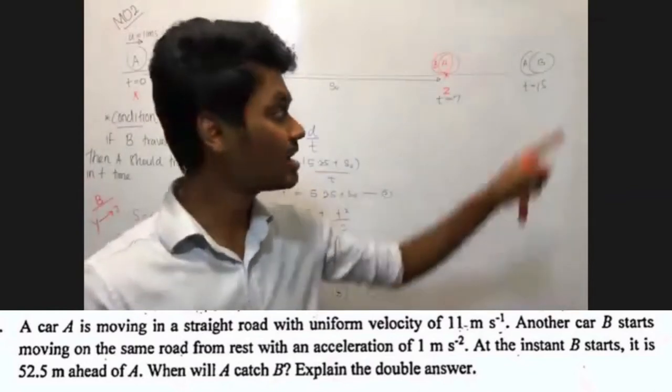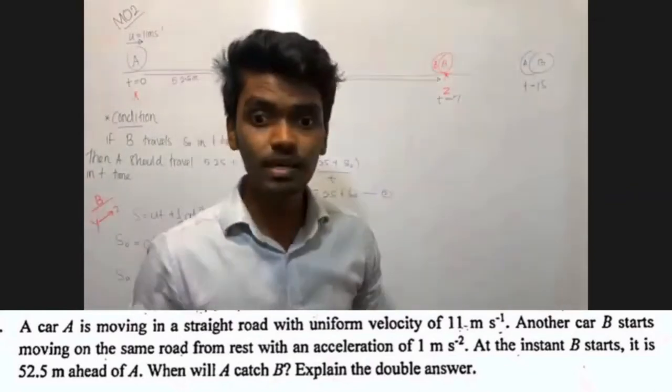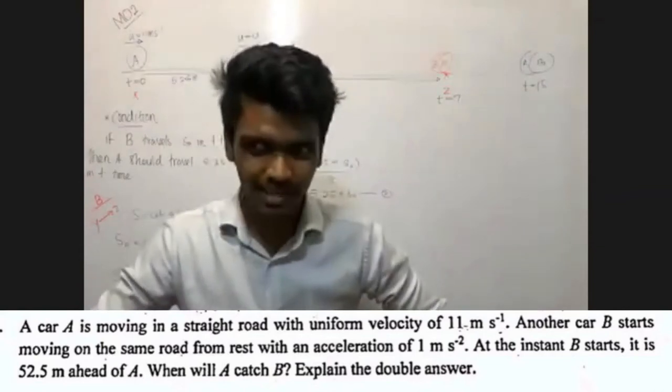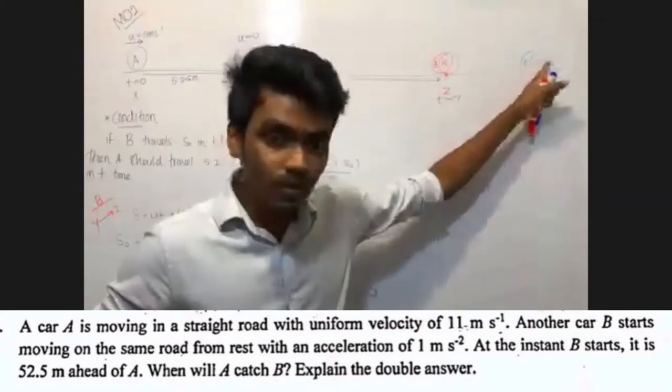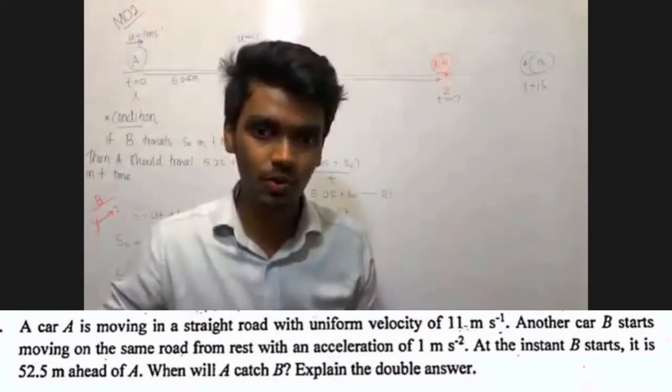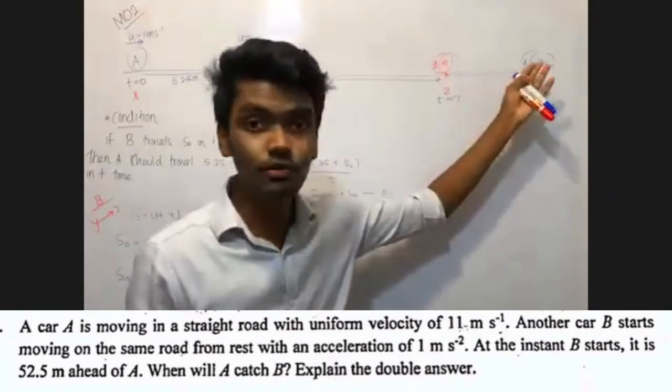Can A once again overtake B? Practical, right? Think about a motor race. Can A once again overtake B? No. Why? Because the velocity of A is constant at 11.